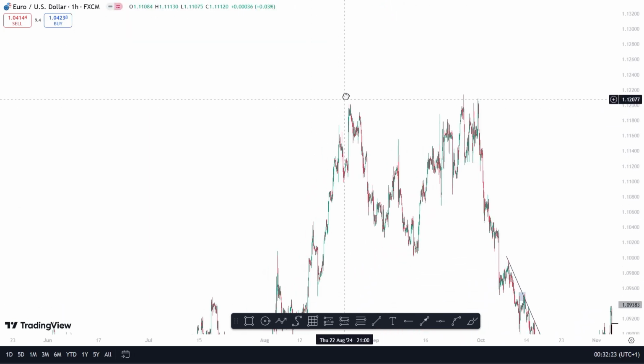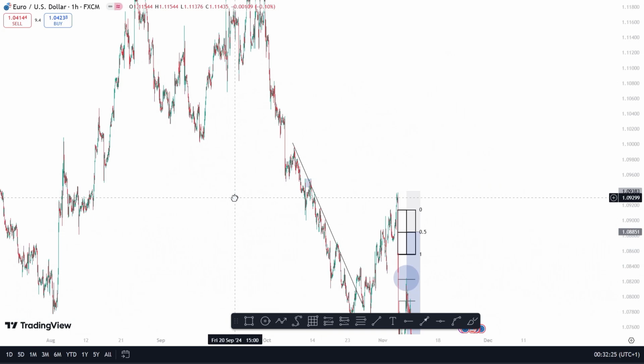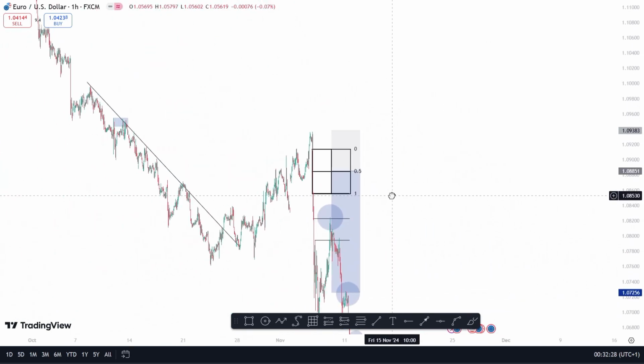So let's go to the charts. This is USD. So I was working on the strategy right here, which we'll talk about later on.